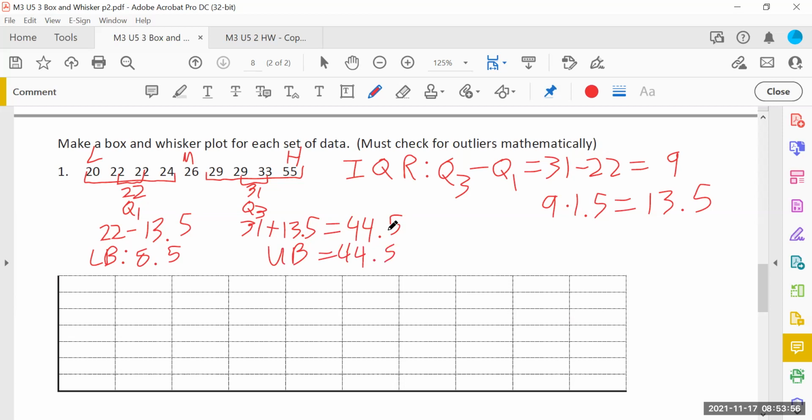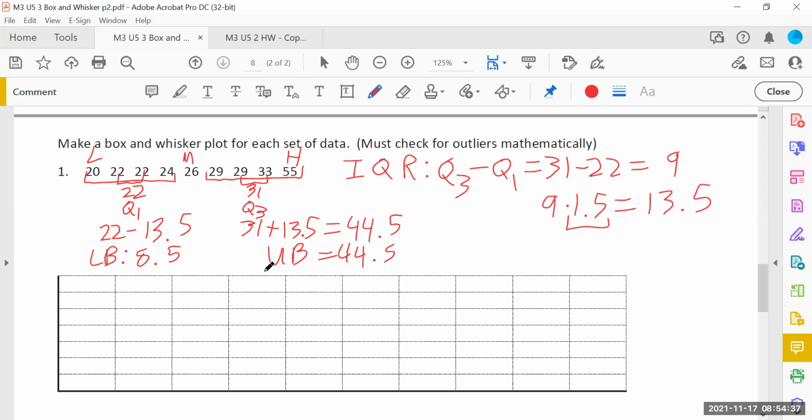Do I have any numbers? Yes, Aaron. Remember, it is always 1.5. That's the instructions. You multiply by 1.5 every time. It's not going to change. That's the number that's been chosen to say anything past this is too much. So LB is the lower boundary. UB is the upper boundary. Do I have any numbers that are below the lower boundary or above the upper boundary? Which one? Does everybody see that 55 is above the upper boundary?